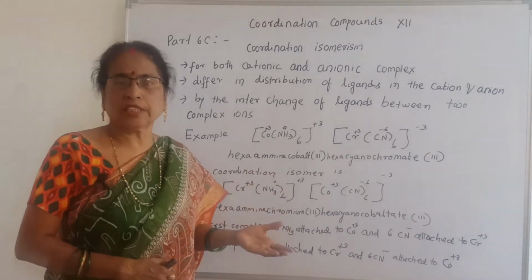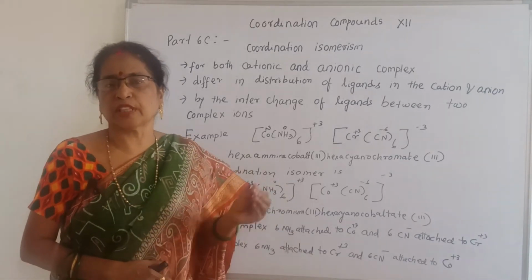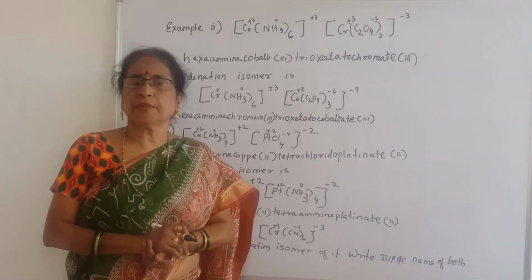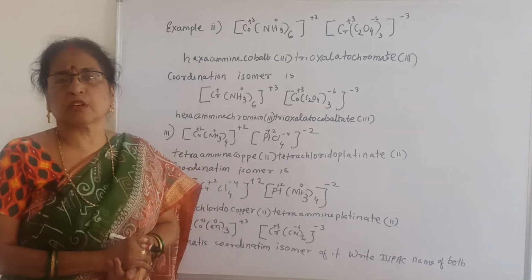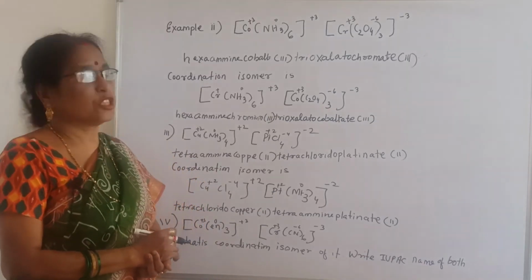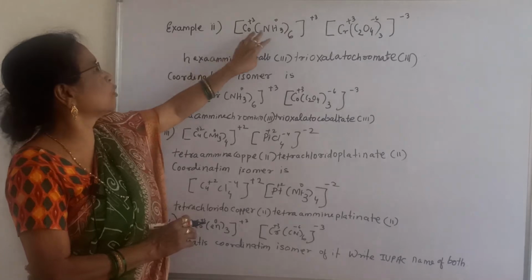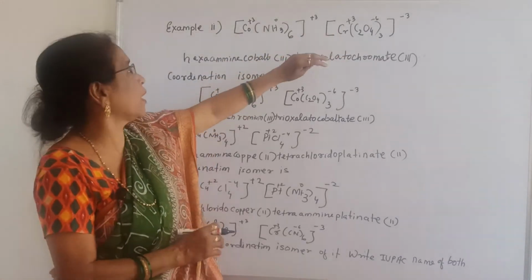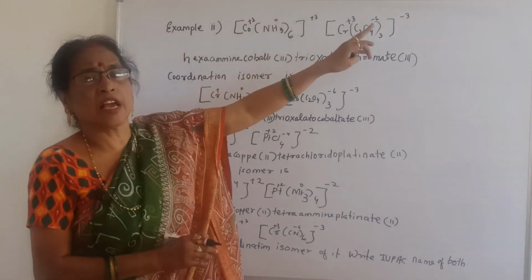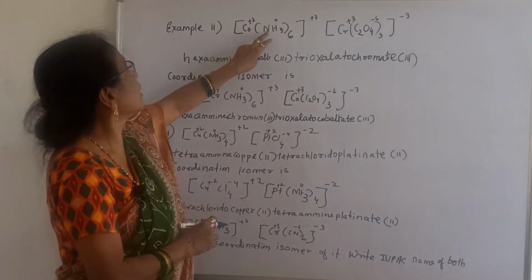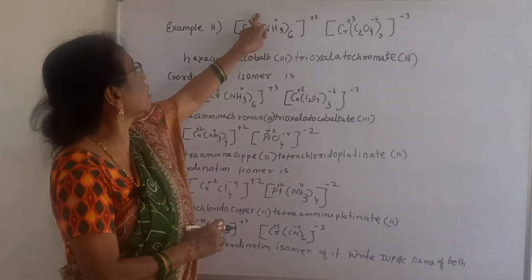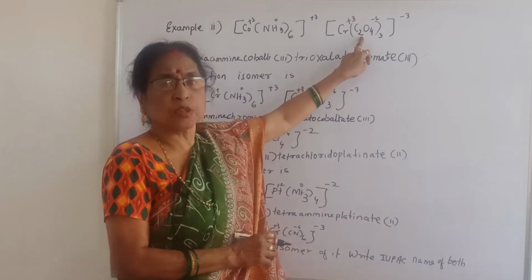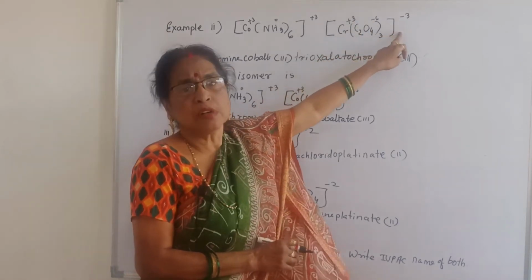Next we will see other examples which are very, very important from the examination point of view. We can observe here the second example of coordination isomerism. Now in coordination isomerism, two are present. One is a cationic complex ion, here it is an anionic complex. That means here positive charge, here negative charge. Because ammonia is a neutral molecule, it is plus 3. Oxalate ion is minus 2 into 3, minus 6, so it becomes minus 3.